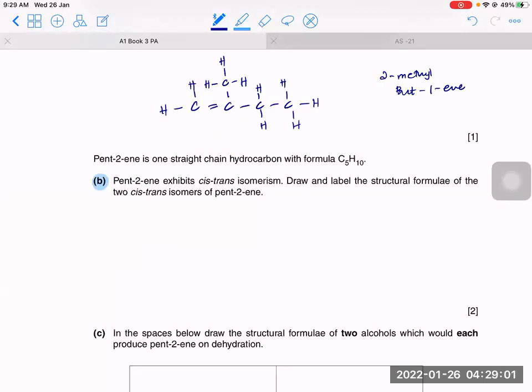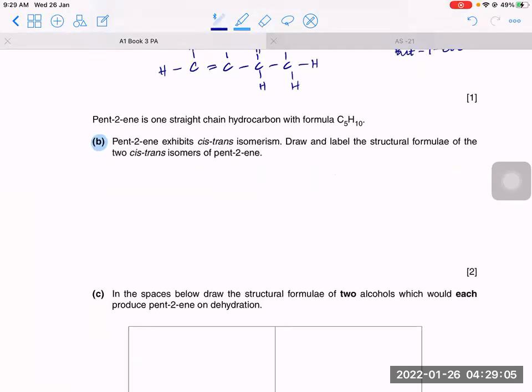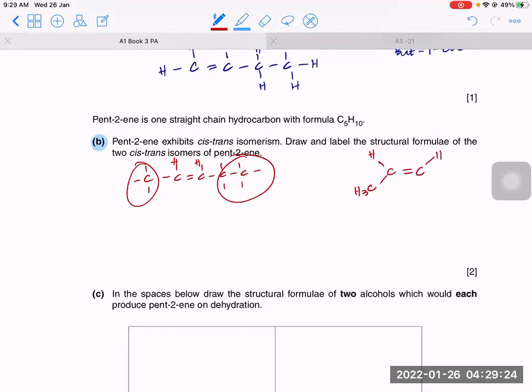Pent-2-ene is one straight chain hydrocarbon with the formula C5H10. Pent-2-ene exhibits cis-trans isomerism. Draw and label the cis-trans. Let's draw pent-2-ene. So pent-2-ene would be this. Can I write this like C double bond C with a hydrogen and a CH3 and the other one with a hydrogen and a C2H5? Can I write it like this? So this is pent-2-ene.